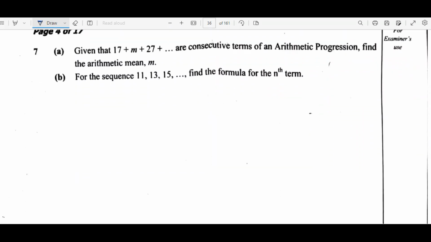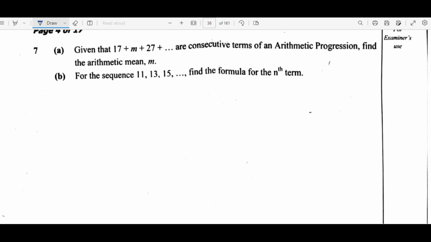Okay, so now we move on to question 7a. Given that 17, m, 27 are consecutive terms of an arithmetic progression, find the arithmetic mean m. The arithmetic mean, we are just looking at the middle term of 3 consecutive terms. For example, let's say we have the first term a, b, and c. The number in between 2 numbers is what we call the arithmetic mean.